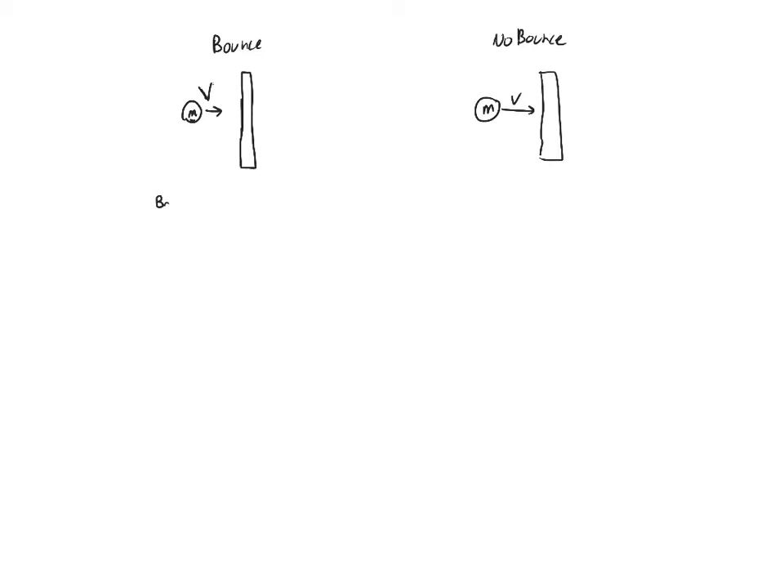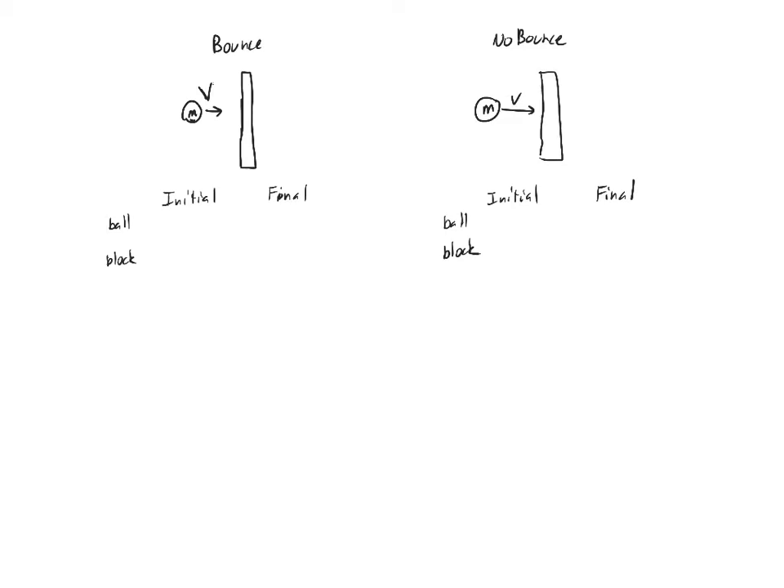So we've got the initial and the final momentums. And then we've got the ball, and we've got the block. And same thing with the no bounce. We'll look at the initial and the final, and then we'll look at the ball, and we'll look at the block. So first, let's look at the initial.